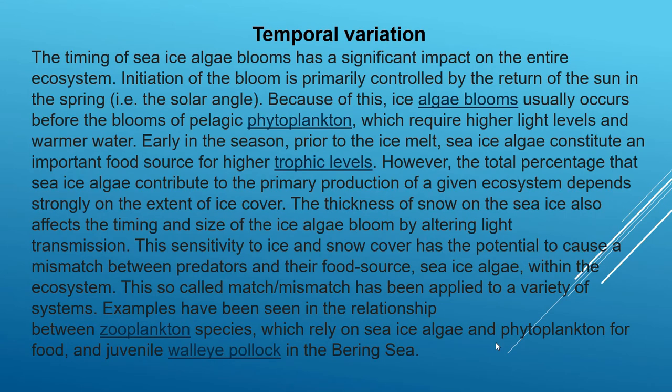Temporal variation. The timing of sea ice algae blooms has a significant impact on the entire ecosystem. Initiation of the bloom is primarily controlled by the return of the sun in the spring. Solar angle is a critical factor. Because of this, ice algae blooms usually occur before the blooms of pelagic phytoplankton, which require higher light levels, higher solar angle, and warmer water.